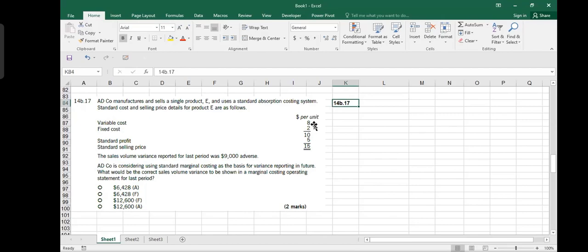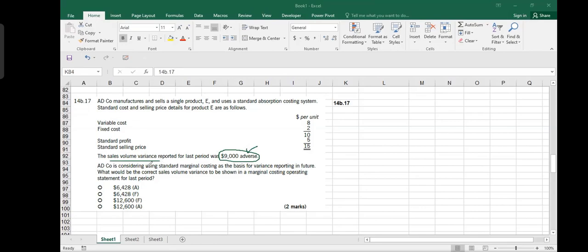Variable cost 8, fixed cost 2, total cost 10, profit 5, selling price 15. The sales volume variance reported for the last period was $9,000 adverse. So we are going to use this information. They tell you that you have sales volume variance, and it is adverse, which means that you sold less units.